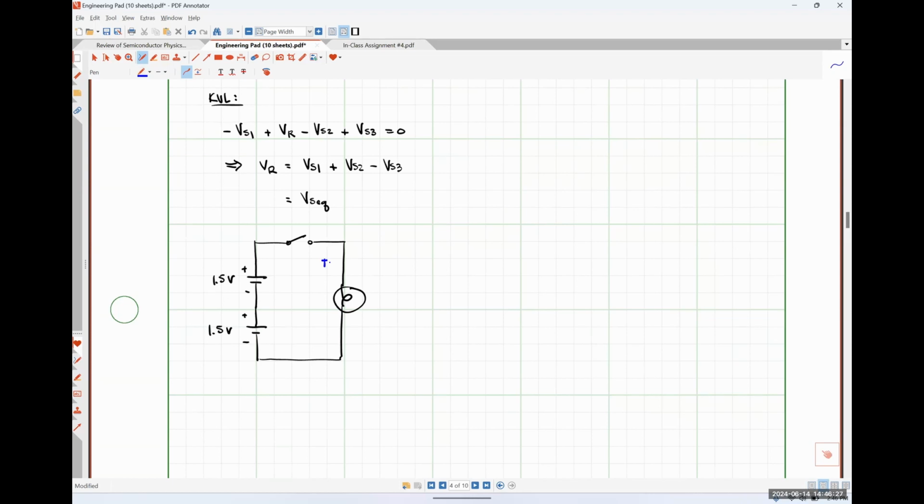KVL tells us the answer, right? If this is the voltage drop across the bulb, we would have -1.5 volts minus 1.5 volts plus V bulb is equal to 0. Rearranging, V bulb is 3 volts. Does that make sense? Yep, it's good.